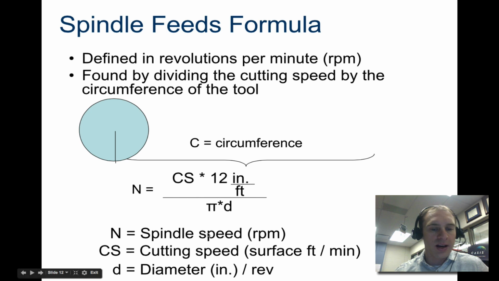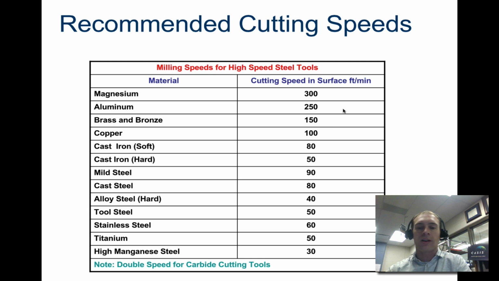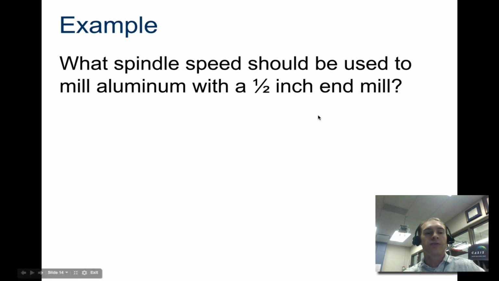So how do we find the cutting speed, CS? You find that in a chart. There are going to be charts that are always given for you on the semester final and on the final at the end of the year. You're going to have a chart that shows you the cutting speeds. So if we're looking at a cutting speed for aluminum, for example, it has a cutting speed of 250.